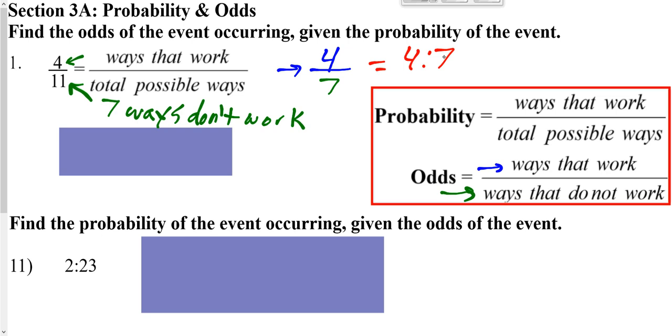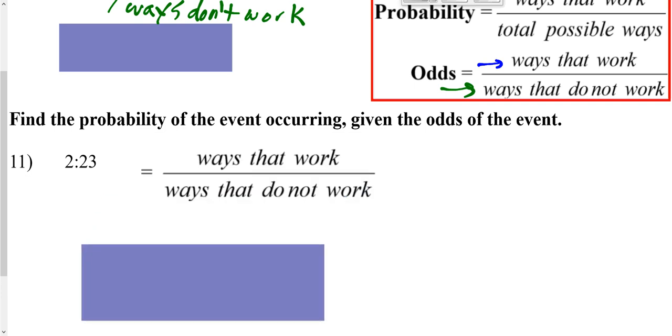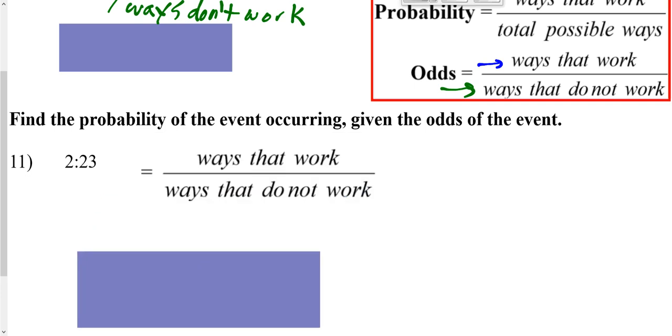Now, down below, you're given odds and you're asked to go backwards to try to find probability. Now, I'm going to write it as a fraction. So I'd have 2 over 23. Now, I have 2 ways that work. Remember, with probability, the top is always the same as odds. Now, if you have then 23 ways that don't work and 2 ways that do work, that's a total of 25 options. This would be your probability. That's odds and probability and switching back and forth.